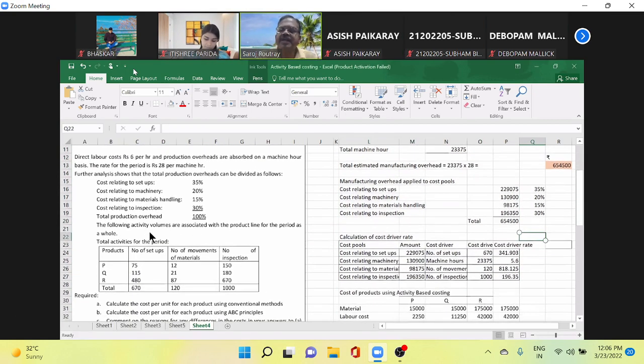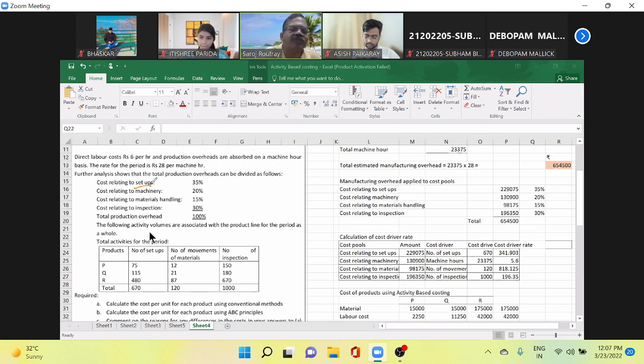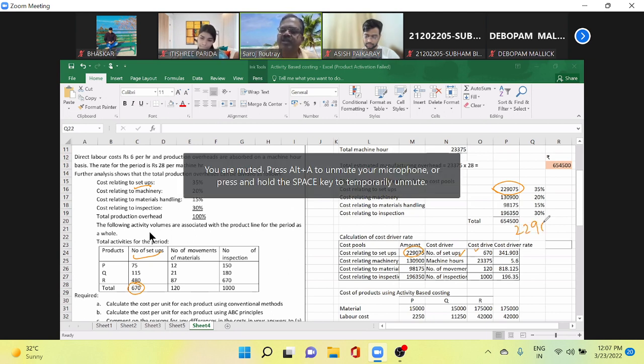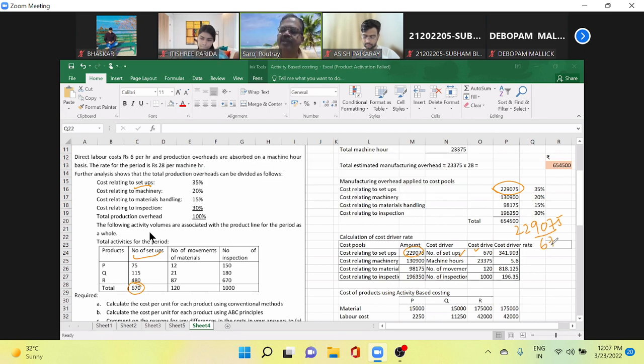Now, once you have divided it into 4 cost pools, the second thing you need to do for applying activity-based costing is to find out the activity driver rate or cost driver rate. So you find cost pool divided by the driver, right? Cost pool divided by the driver. So setup cost divided by number of setups. Total number of setups is 670. Total setup cost is 2,29,075. So 2,29,075 divided by 670 gives you 341.903. You can take it as 341.90.